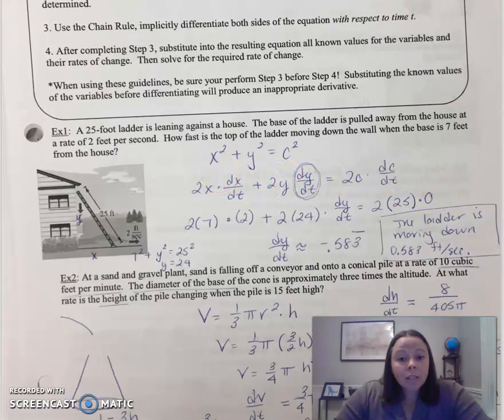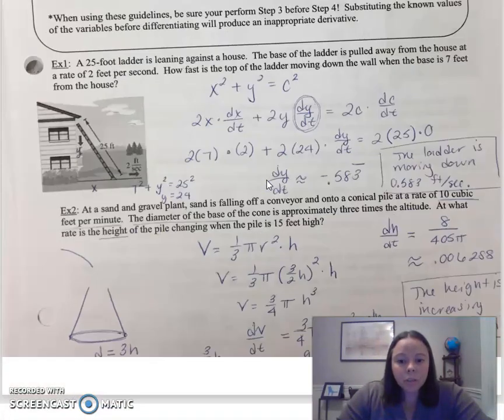Make sure you do not put any numbers in for any variables unless they're not changing. So notice we kept the x and the y. Those are changing. So never put numbers into a variable before you do the derivative unless it's something that's not changing. All right, let's look at another one.